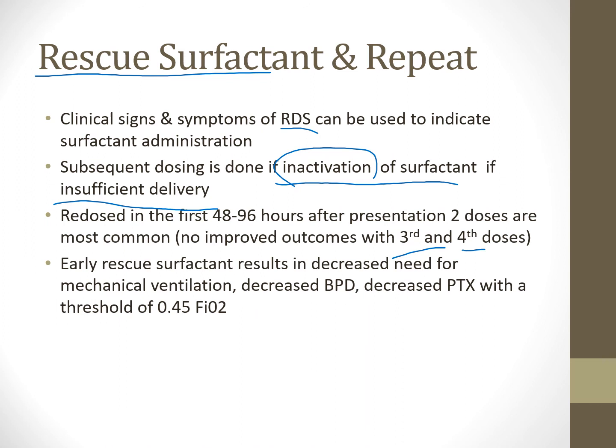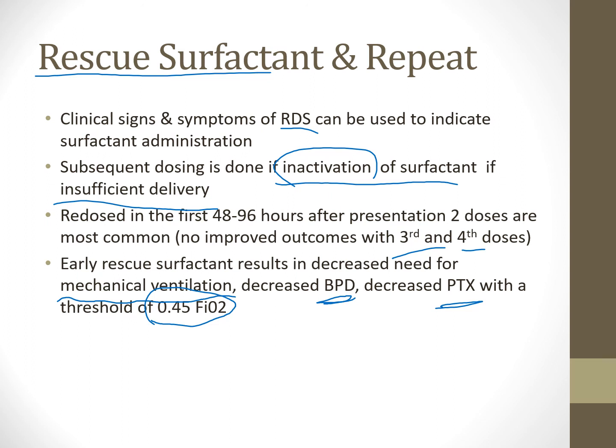Early rescue surfactant has ultimately resulted in decreased need for mechanical ventilation. In other words, the earlier we do it, the less likely they are to need mechanical ventilation, right? Decreased bronchopulmonary dysplasia, which we'll talk about in the disease chapter, decreased pneumothoraces, and that's with the threshold of an FiO2 of 0.45. Now remember, in the NICU world, we try to get them to room air, 0.21, as much as possible. If the kid gets to an FiO2 of 0.4, in the adult world, that's nothing.